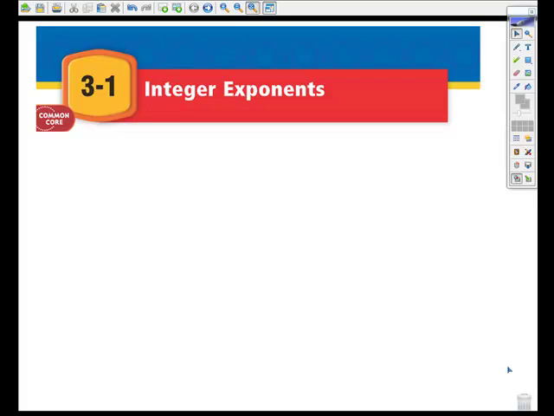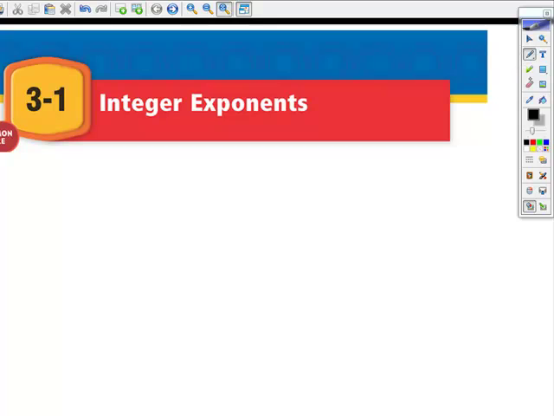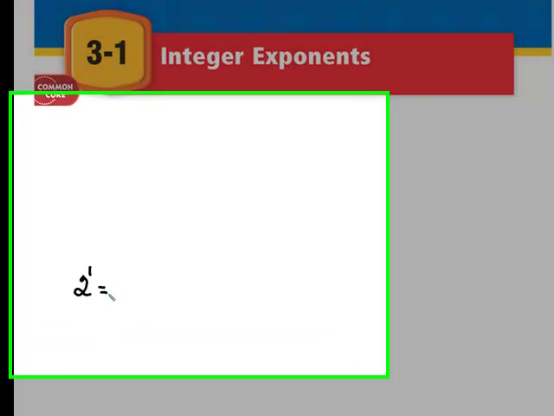Alright, this is lesson 3.1 and this is on integer exponents. So let's go ahead and make a couple tables. We're going to start midway down your paper and I want us to look at 2 to the first power. And let's recall that when we have integers, the 2 is the base, and the 1 is the exponent. So 2 to the first power is just 2.